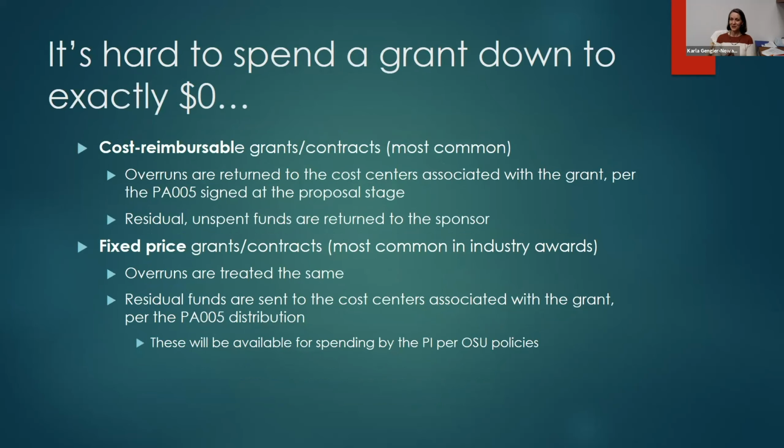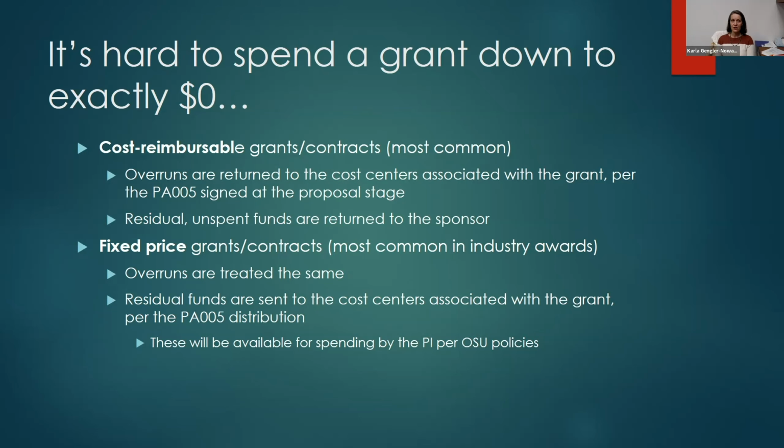And finally, the last thing I'm going to say here, it's really, really hard to spend your grant down to exactly $0. So what happens? If you've got an overrun on a cost reimbursable grant, that means you spend $1, the sponsor pays us $1, and that's most of our grants, it's definitely our NIH grants. If you have an overrun, it's going to be returned to the cost centers associated with that grant per the expenditure allocation on the PA555 that you signed at the very beginning when you proposed it. If you have money that is left over at the end of a cost reimbursable grant, it just goes back to the sponsor, goes back into their pile.